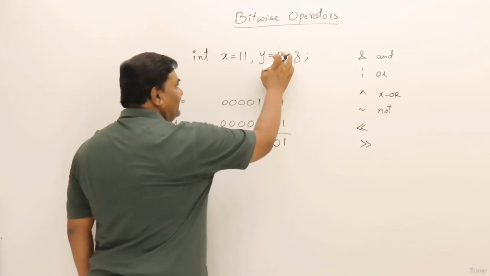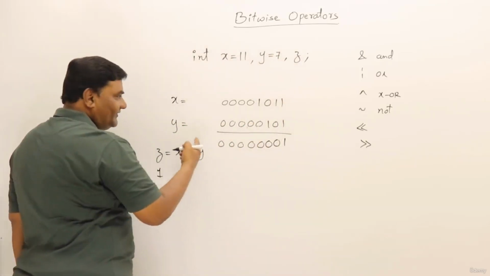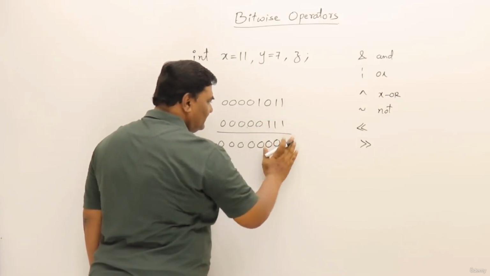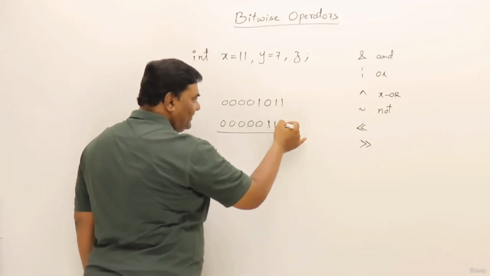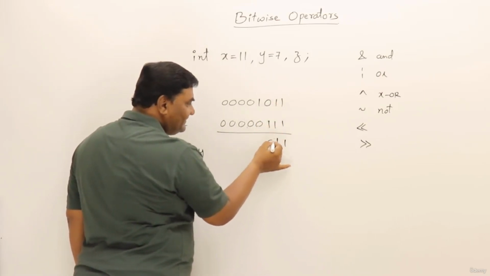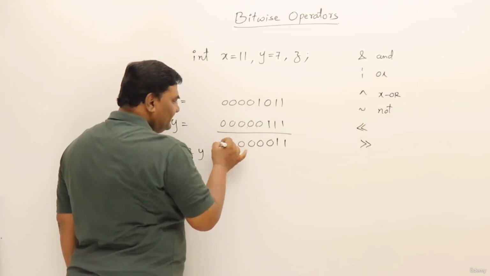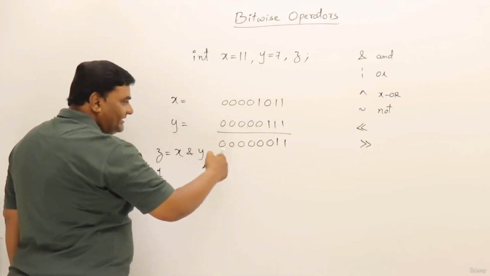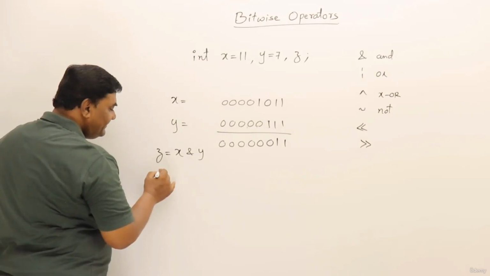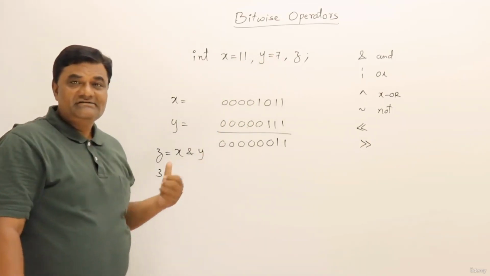I'll change the value. Instead of 5, I will take 7. Let us see what will be the result. 7 is 111. Then 1 and 1 is 1. 1 and 1 is 1. 0 and 1 is 0. 1 and 0 is 0. And all these are zeros only. In binary form, this is 11, so in decimal form, it will be 3. So 11 AND 7 results in 3.